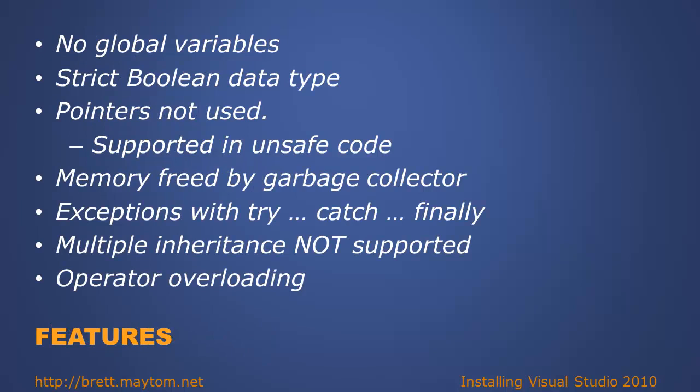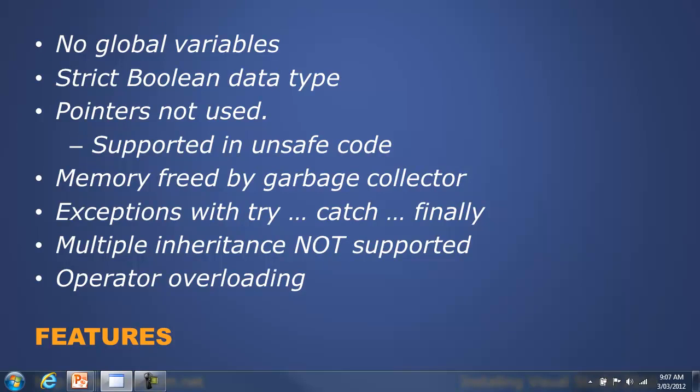Looking at some of the language features, as C# is an object-oriented language, there is no concept of global variables. This means that variables are always declared in a class. Boolean decisions follow a strict Boolean true and false, unlike some languages where 0 is false and any other number is true. C# does not use pointers as with C++. However, you can still write unsafe code that ignores .NET type safety and use pointers. Memory does not need to be freed, as this is managed by the garbage collector.